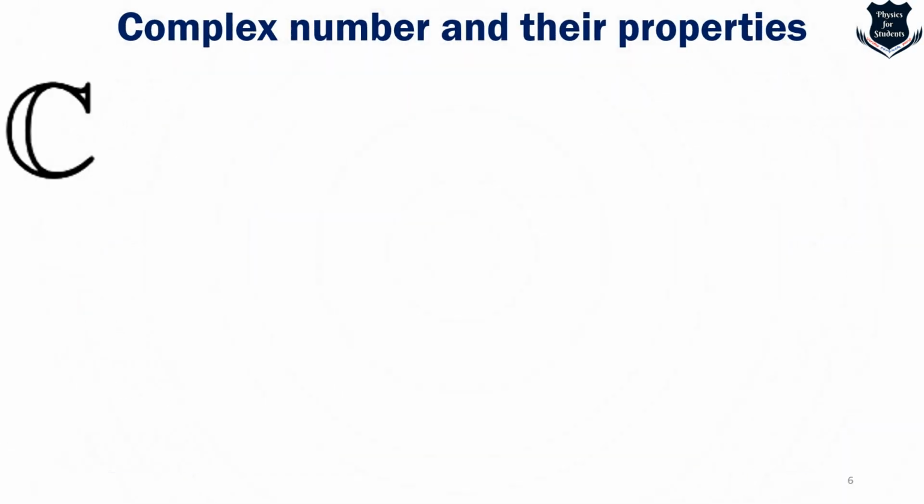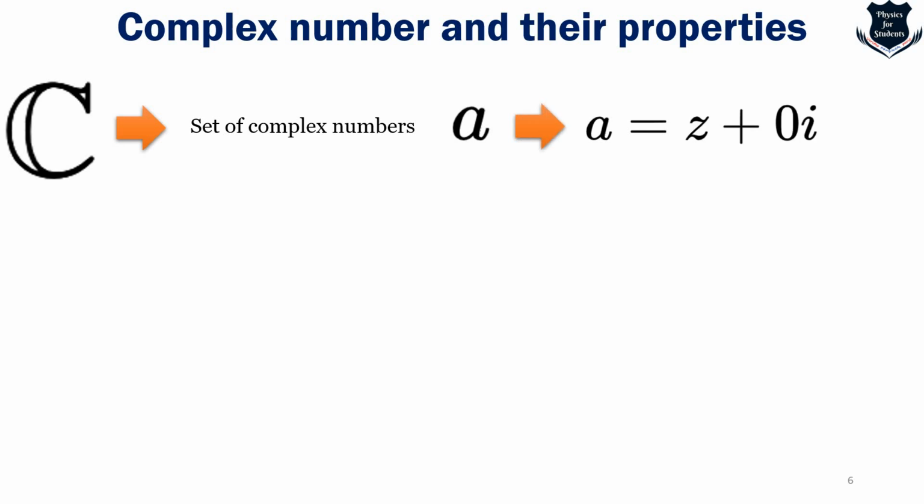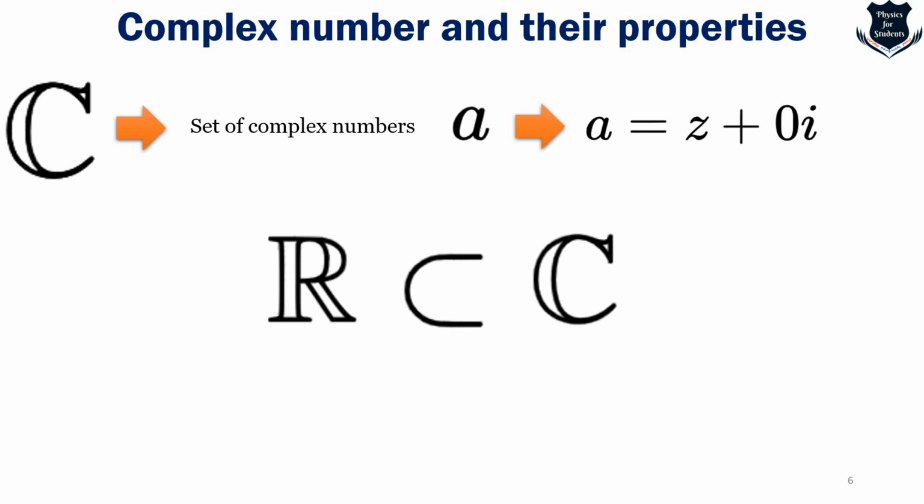Next we come to the syntax or notation. The set of complex numbers is usually denoted by the symbol C, because any real number a can be written as z = a + 0i, and we generally say that the real number set, that is R, is a subset of C.